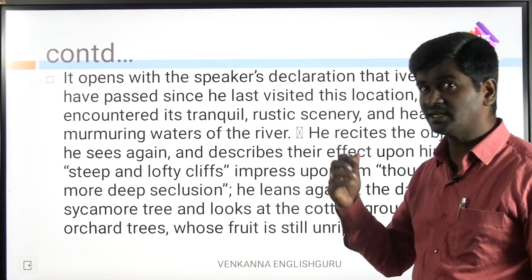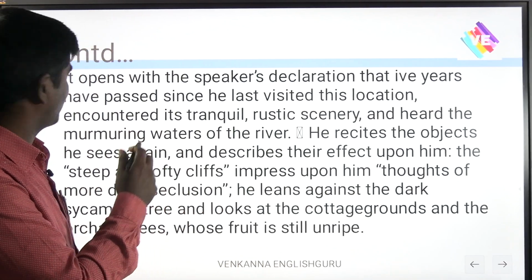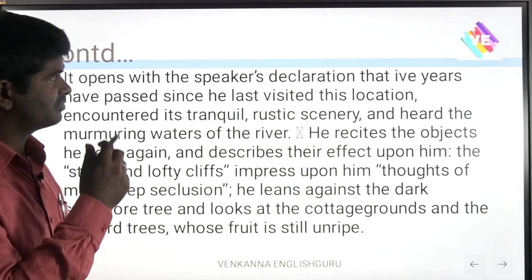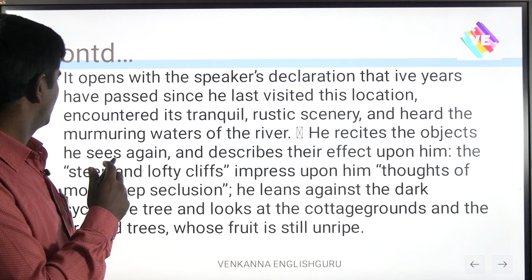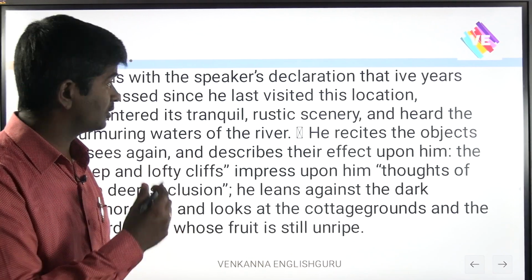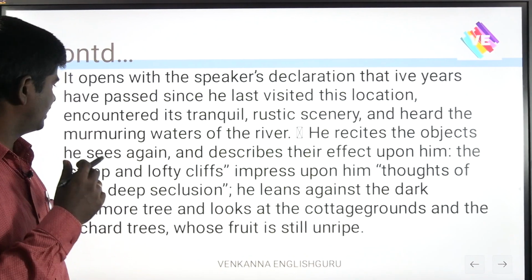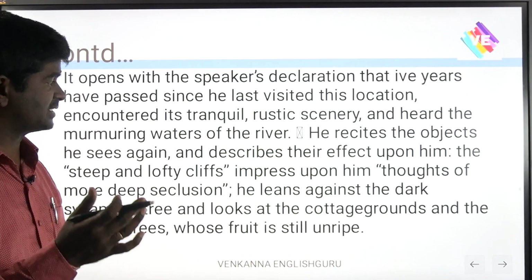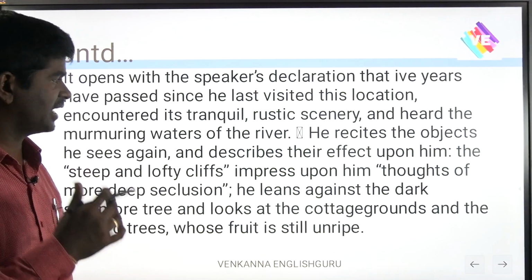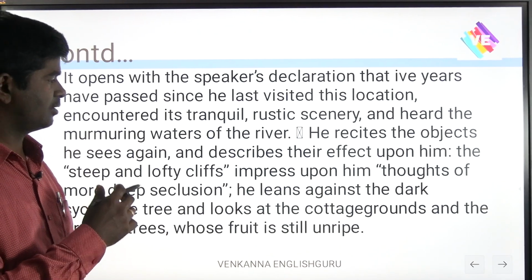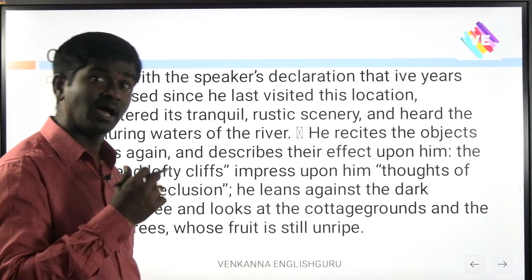And it opens with the speaker's declaration that five years have passed since he last visited this location, encountered its tranquil rustic scenery and heard the murmuring waters of the river. He recites the objects he sees again and describes their effect upon him. The steep and lofty cliffs impress upon him thoughts of more deep seclusion, and he leans against the dark sycamore tree and looks at the cottage grounds and the orchard trees whose fruit is still unripe.